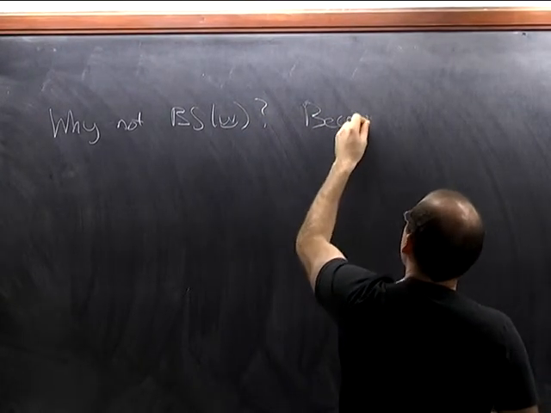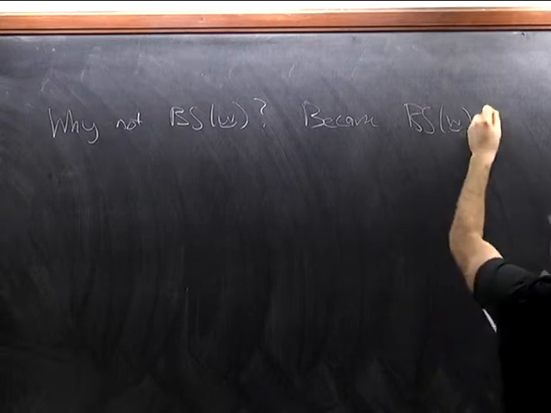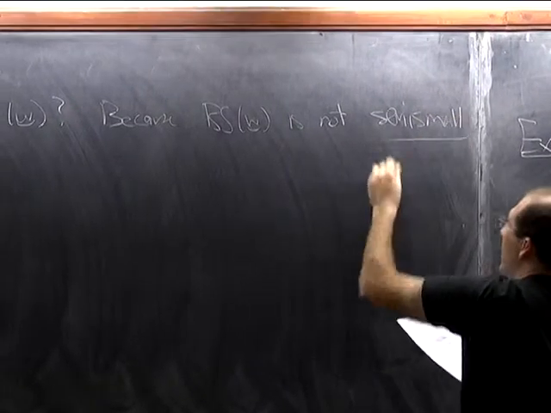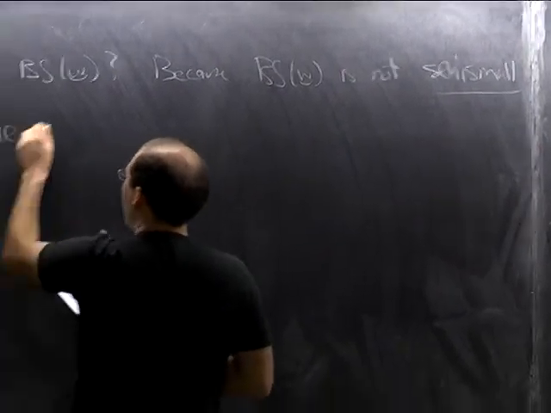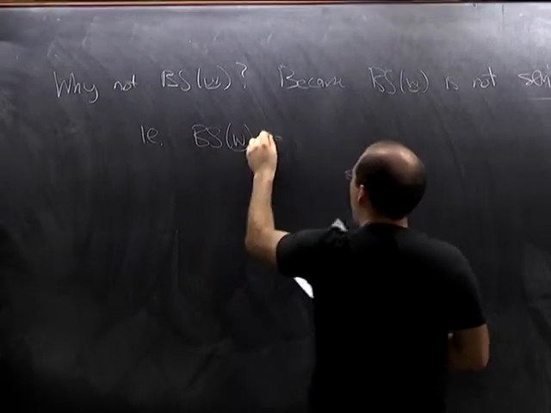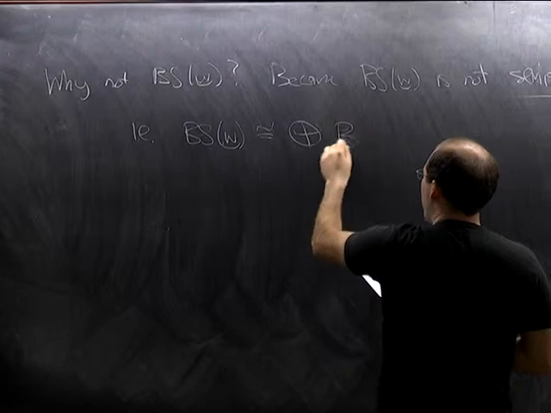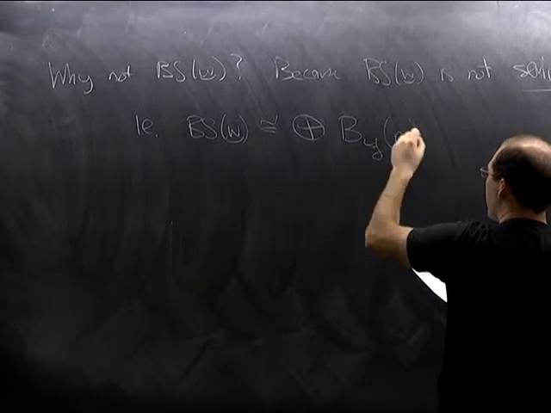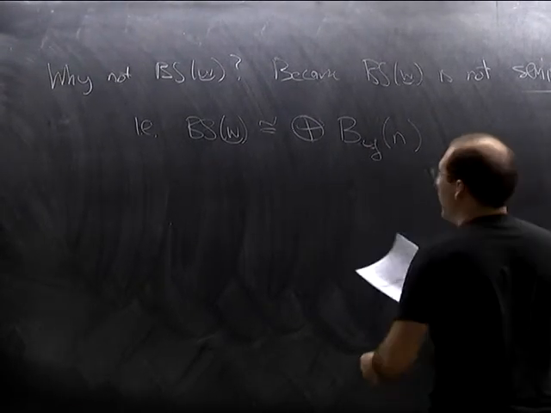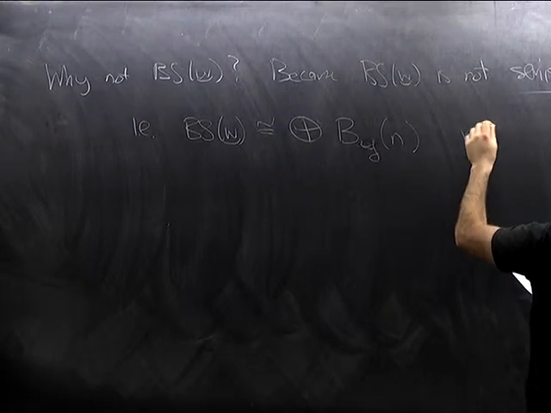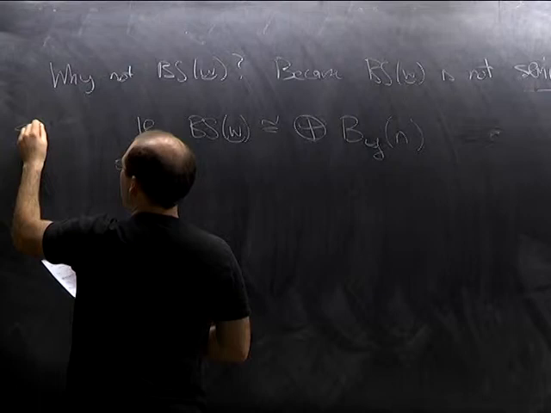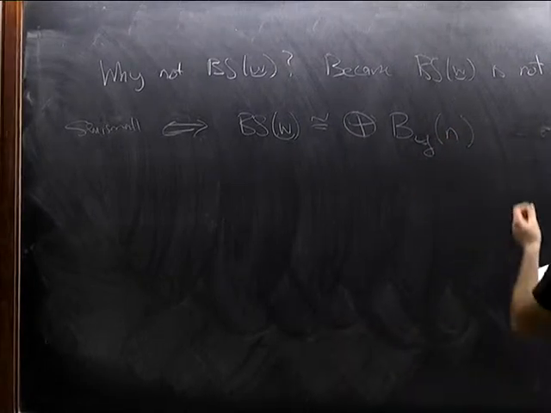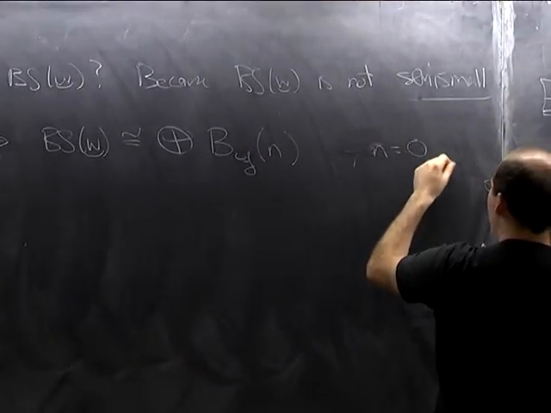And the answer is because BSW is not semi-small, which just means that when we write it as an isomorphism, as a direct sum of various indecomposables with shifts, not all shifts are zero. So semi-small is the statement that when we write it as indecomposables with shifts, that n is always 0 for each summand.